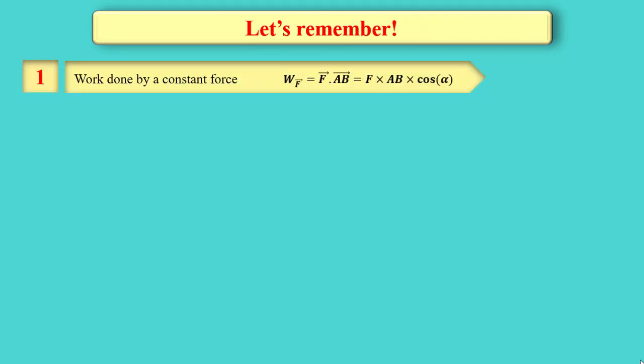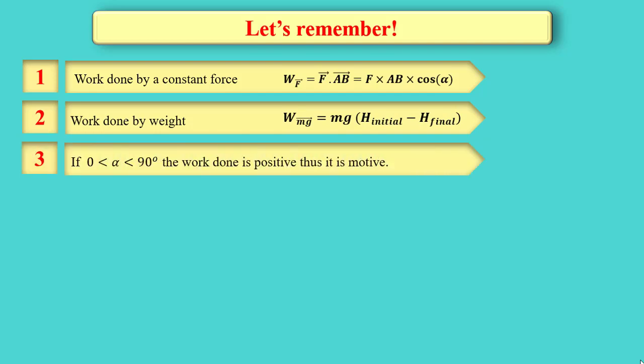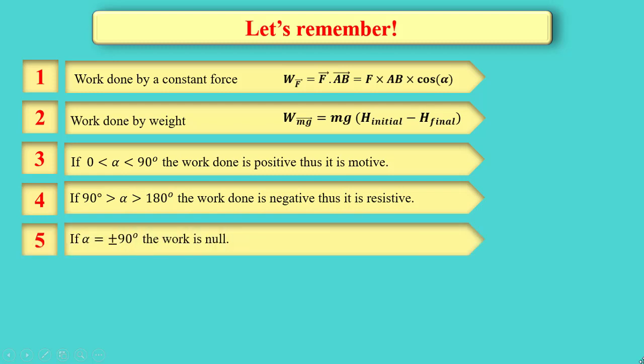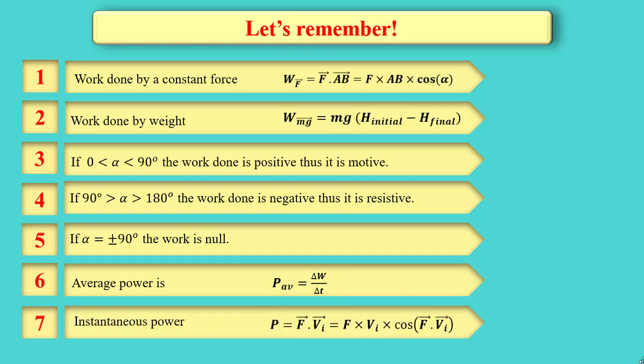First, we said work done by a constant force is given by the scalar product of F with the AB vector. Work done by weight equals mg(h initial minus h final). If alpha is an acute angle between the force and the displacement, the work is positive and it is motive. If this angle is obtuse, then the work is negative, thus resistive. If the force is perpendicular to the displacement, then the work is null. The average power is the variation of energy with respect to time, and finally the instantaneous power is the scalar product of the force with the instantaneous velocity vector.